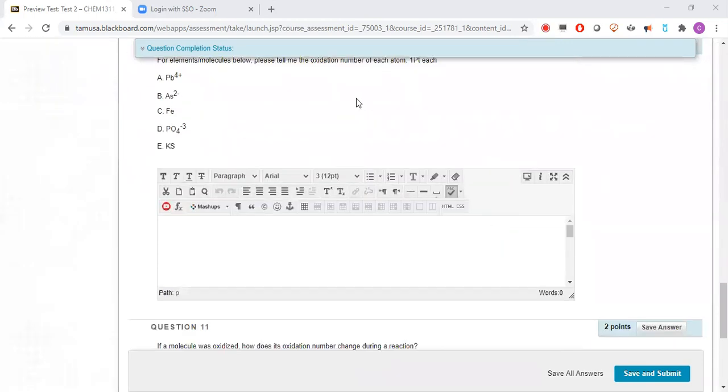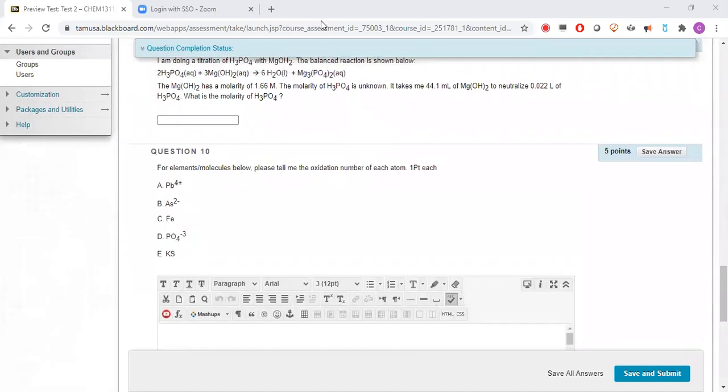So, oxidation numbers, all right? These are rules I want everybody to learn. Lead 4+, something by itself, is +4, so by itself it's the charge. By itself is the charge. By itself is the charge. Iron doesn't have a charge, so it's 0. Here, we have to use our rules.